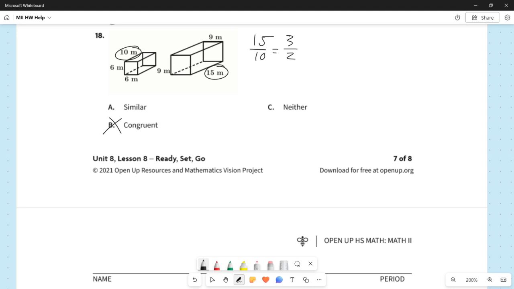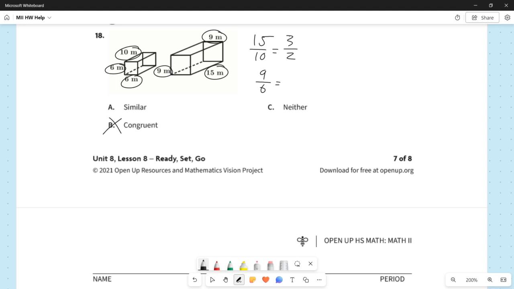So 15 over 10 simplifies to 3 over 2. My other proportion is 9 to 6. And then notice that the other one is also 9 to 6. I really only have to do it once because it's going to be 9 over 6 both times. So my other ratio is 9 to 6. Again, graphing calculator, math, enter, enter. It'll reduce it for you.